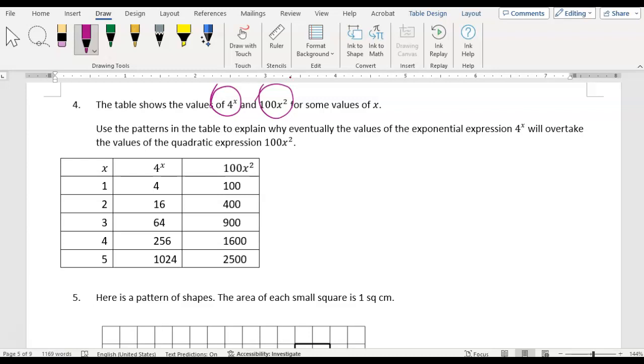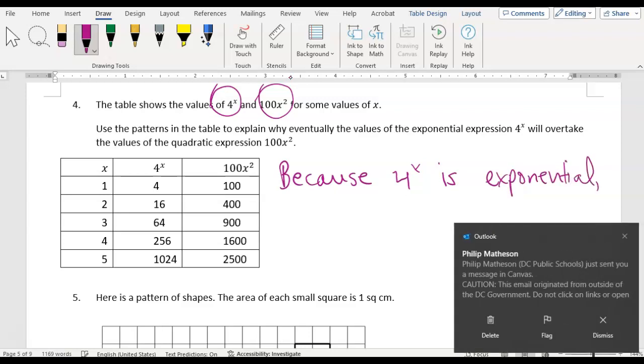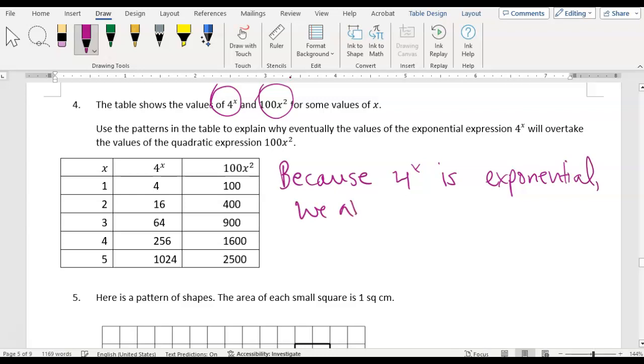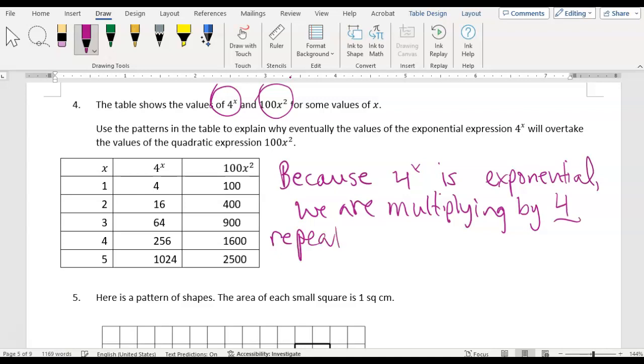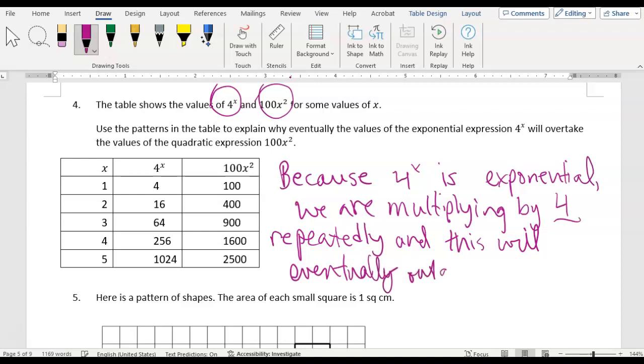So the reason is because we have a factor of 4. So because 4 to the power of x is exponential, we are multiplying by 4 repeatedly, and this will eventually outgrow 100x squared. All right, number 5.